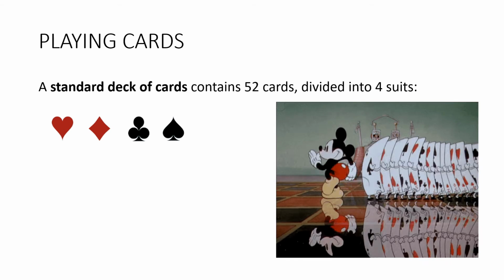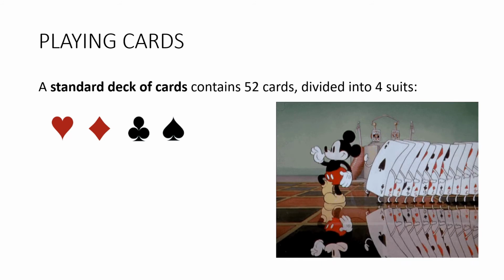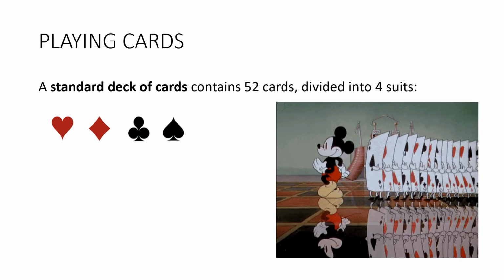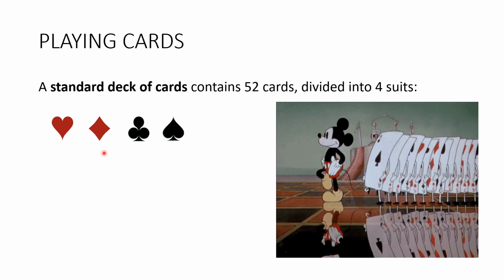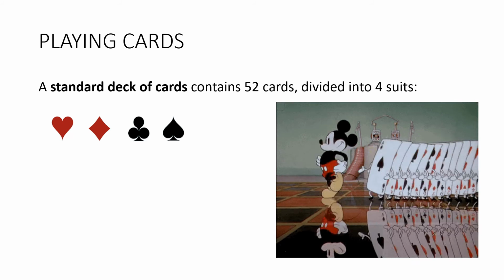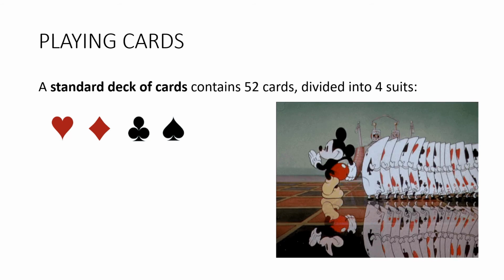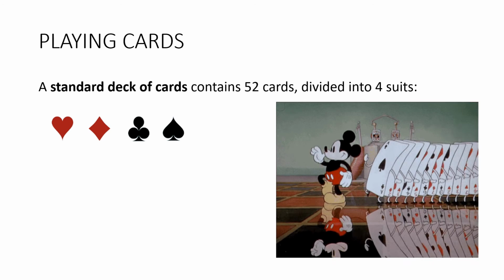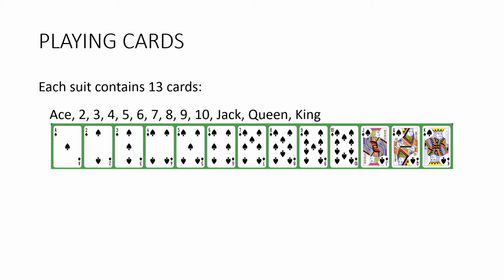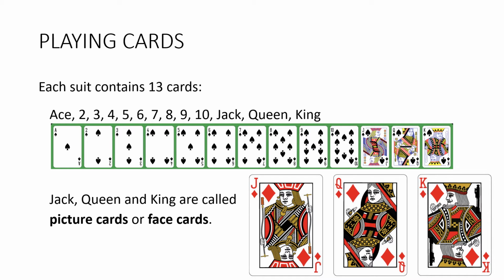Now a standard deck of playing cards contains 52 cards. And they're divided into 4 suits. We have the red suits, which are hearts and diamonds, and the black suits, which are clubs and spades. Now it's important that you have a basic understanding of the makeup of a standard deck of cards. Now each suit contains 13 cards, and you can see here the spades suit. It goes all the way from ace, which is instead of a 1, and it goes 2, 3, 4, 5, 6, 7, 8, 9, 10, and then has jack, queen, and king. The jack, queen, and king are called picture cards or face cards.